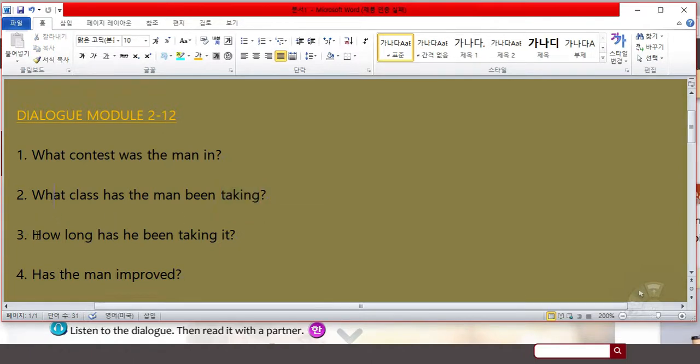Number 3, how long has he been taking it? How long has he been taking the class? Okay, so the class that we mentioned in number 2. So we're looking for a period of time. And number 4, has the man improved? Okay, so you might remember some of these answers from the dialogue. We're going to play the track twice, listen, and listen for the answers. All right, here's your second of 3 listenings.